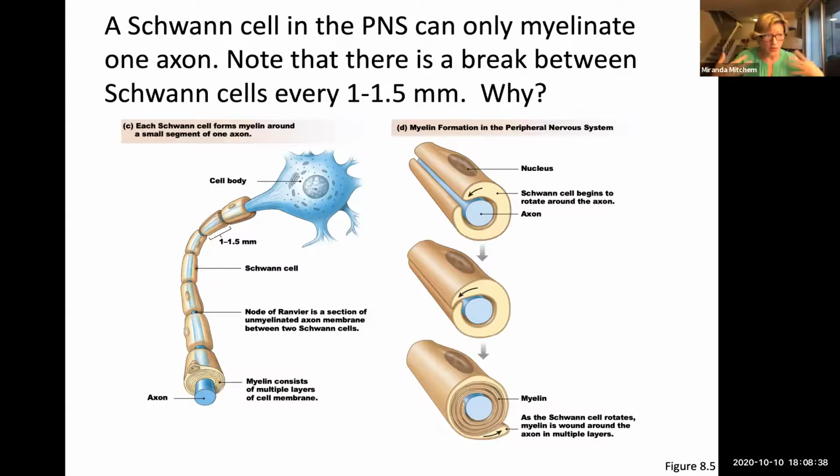So myelin is really multiple layers of just the cell membrane of that Schwann cell that's found in the peripheral nervous system. Here we're talking about the peripheral nervous system.